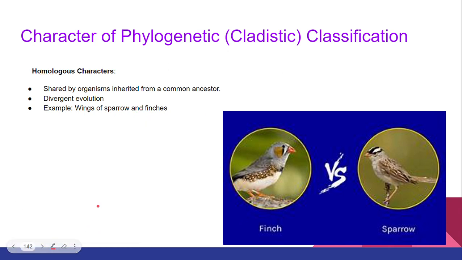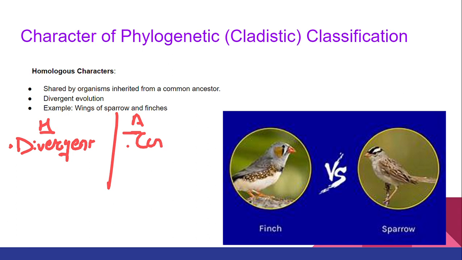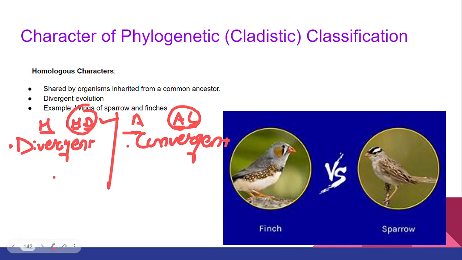Now another very important point about homologous and analogous: every year in NEET this question is asked. Homologous is divergent or convergent? Homologous is divergent, analogous is convergent. How do I remember this, class? Homologous HD and AC. A for analogous, C for convergent. AC means you are sitting and watching HD TV. H for homologous, D for divergent. Now what is the meaning of divergent and convergent?